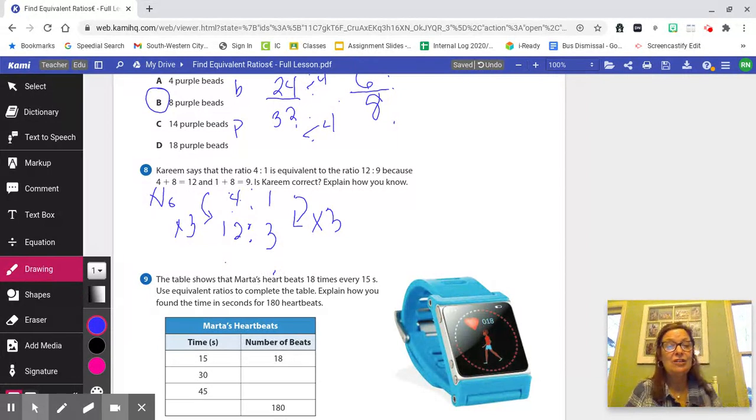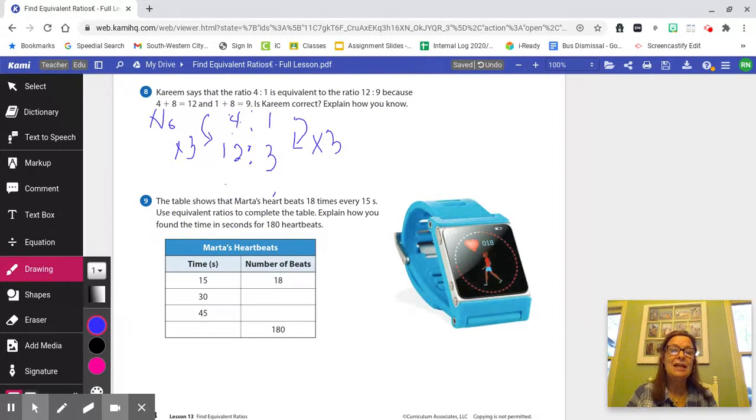Let's go ahead and look at number 9. The table shows that Marta's heart beats 18 times every 15 seconds. Use equivalent ratios to complete the table. Explain how you found the time in seconds for 180 heartbeats. I want you to stop the video and then come back and check and see if you got the answers right.